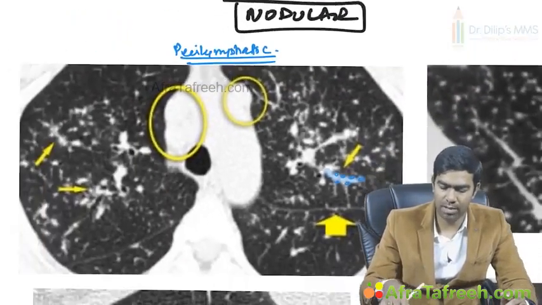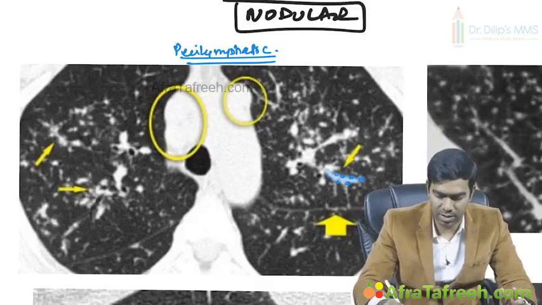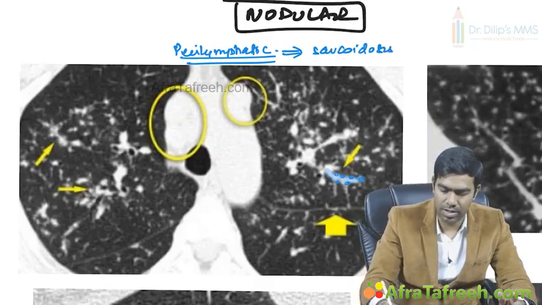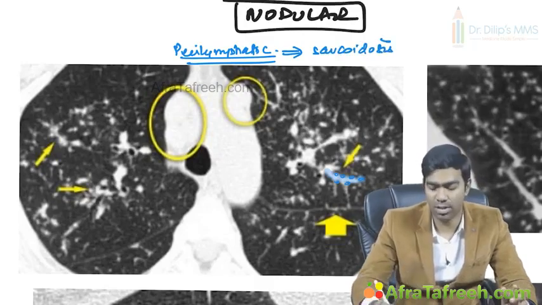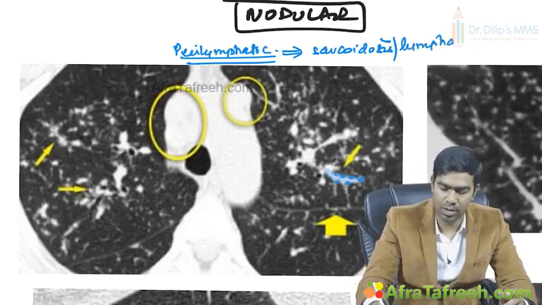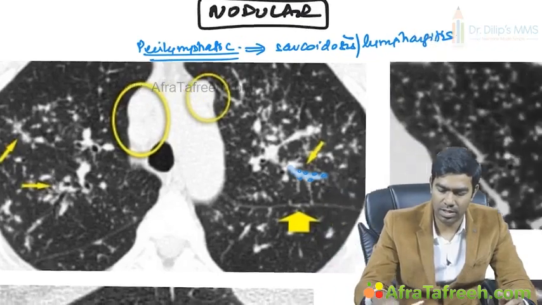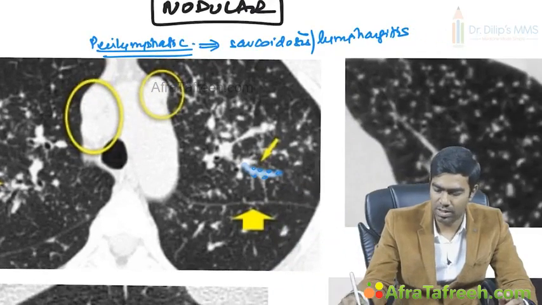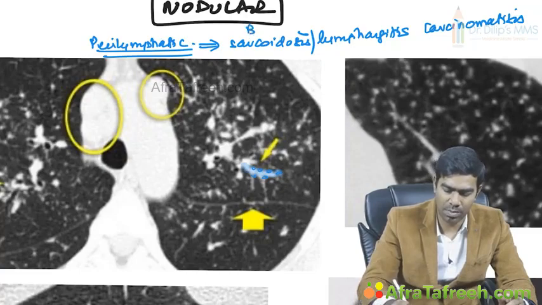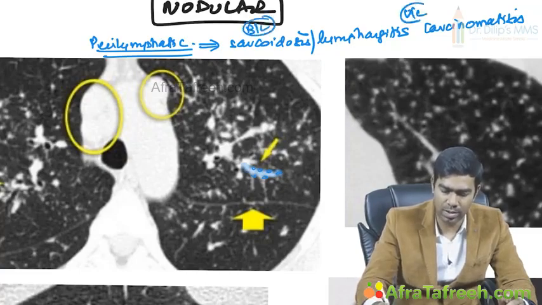Whenever they tell perilymphatic nodules, the first differential diagnosis is always sarcoidosis. Second one is one of the deadliest differential diagnoses I told you, that is lymphangitis carcinomatosis. This is the second DD that you have to think. But remember, lymphangitis carcinomatosis will be unilateral. Sarcoidosis will be bilateral. Lymphangitis carcinomatosis will be unilateral.